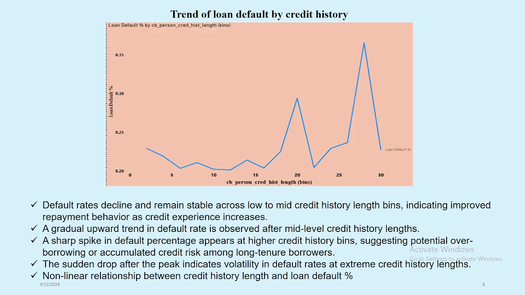It means volatility in the default rates at the extreme credit history lengths. So overall we could conclude that there is a non-linear relationship between the loan default rate and a person's credit history.